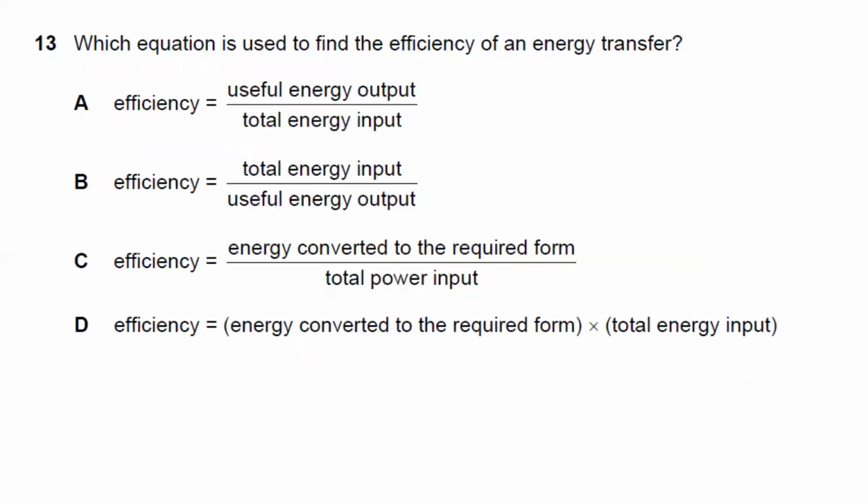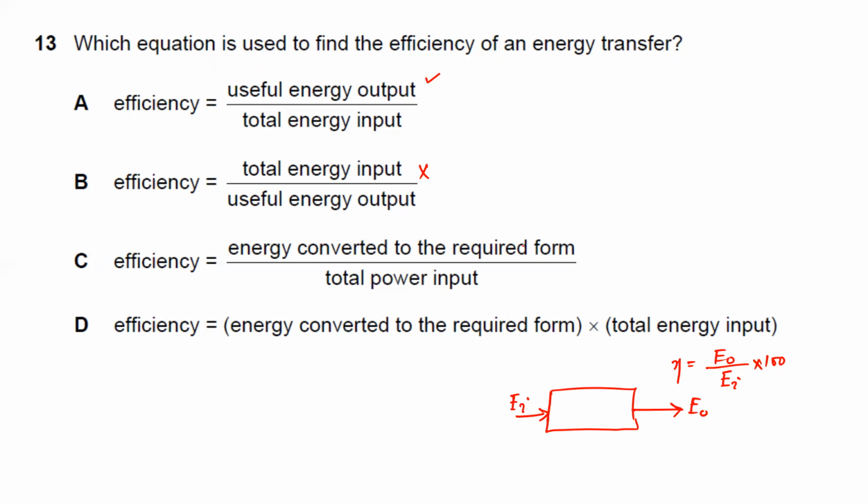Next question. Which equation is used to find the efficiency of energy transfer? So remember how energy transfers look. There is some energy output, there is some energy input, and efficiency is the useful energy output divided by the actual energy input multiplied by 100. We do not have any 100 over here, that is fine. So efficiency, useful energy output divided by useful energy input. Yes. Energy input divided by useful energy output? No, it is the inverse of efficiency.